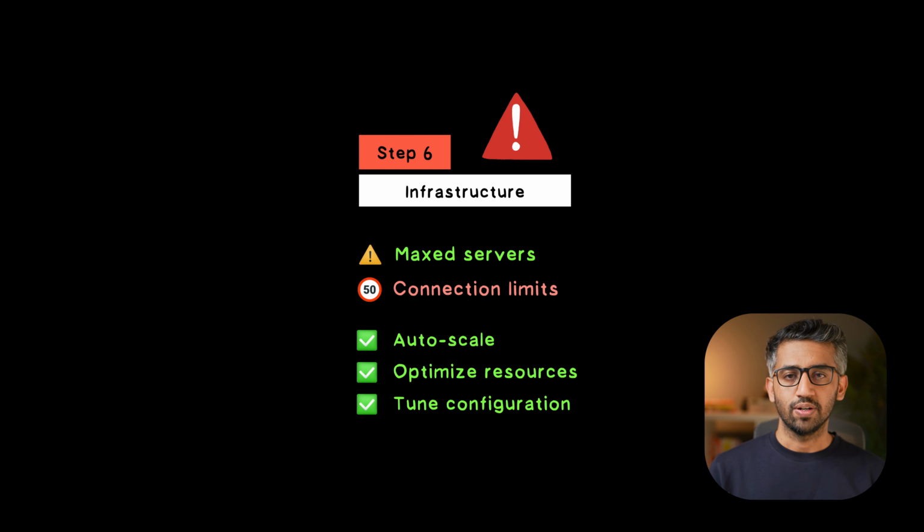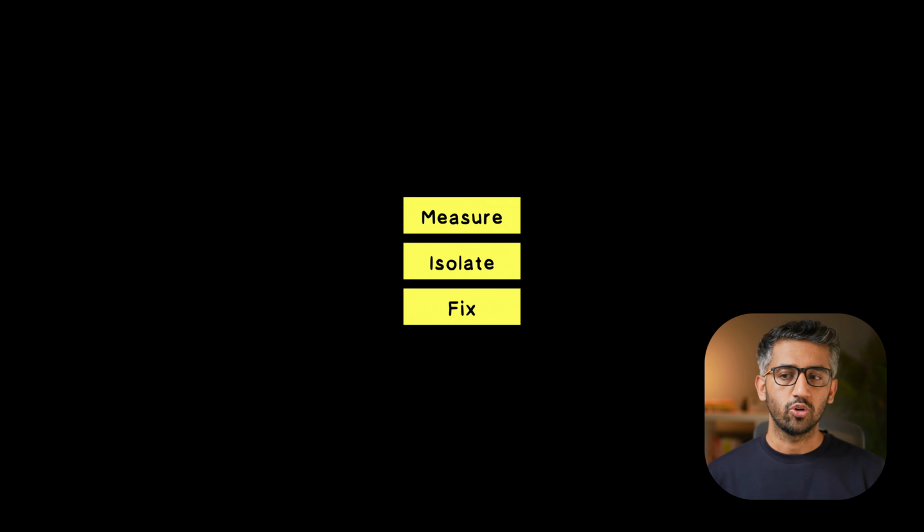So these were the 5 different bottlenecks that could be causing your API to be slow. But remember, the correct way to fix any issues like this is to measure first, then isolate, and then implement the fix.